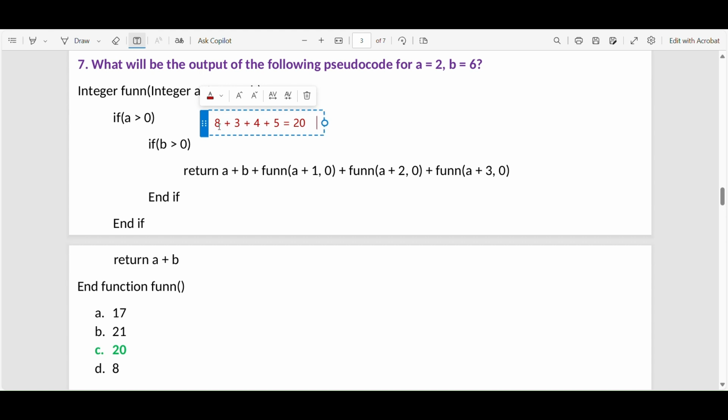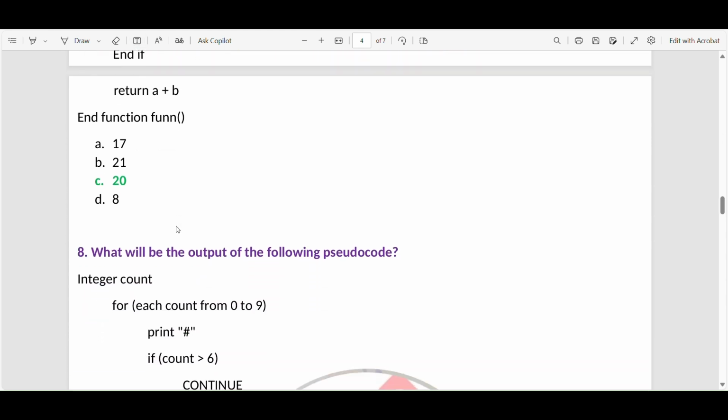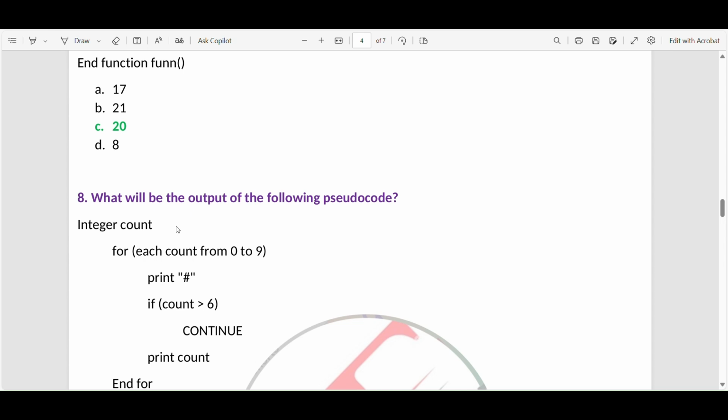Yes, because see, this 8 plus 3 plus 5 will be another 8. So 8 plus 8 will be 16. 16 plus 4 will be 20. Definitely this is our answer. So in the options we need to check whether this is there or not. Yes, absolutely it is there. And the final answer is option C, which is 20.